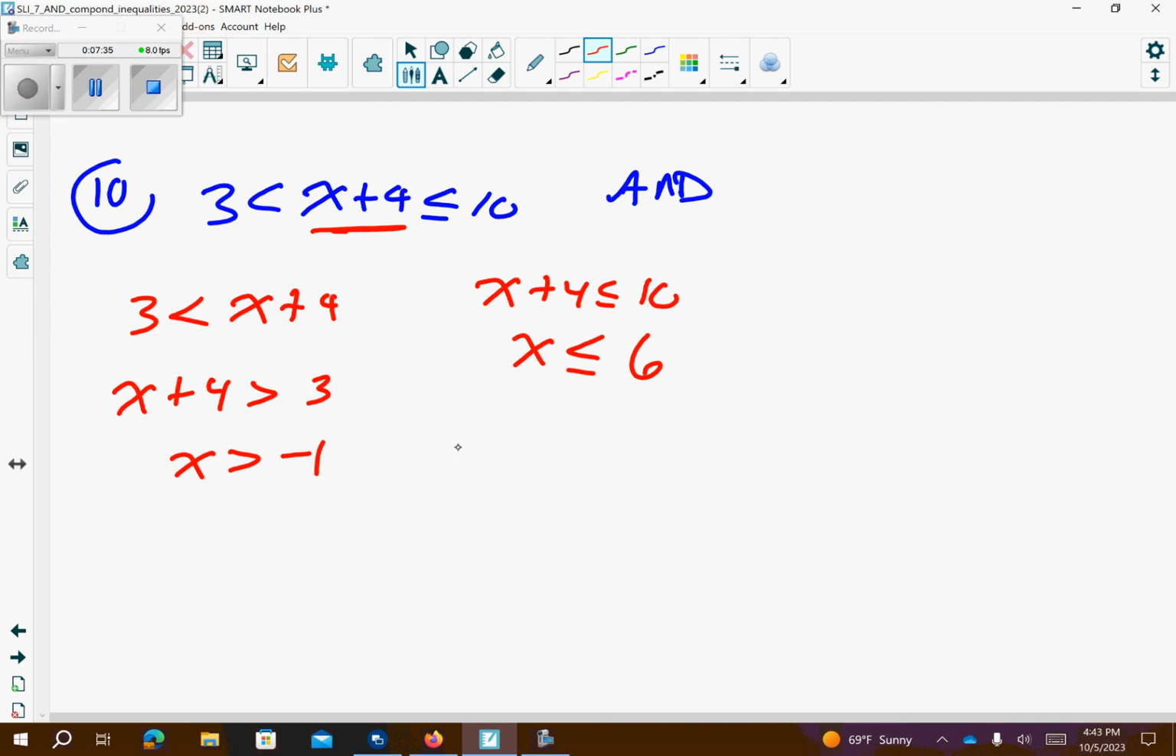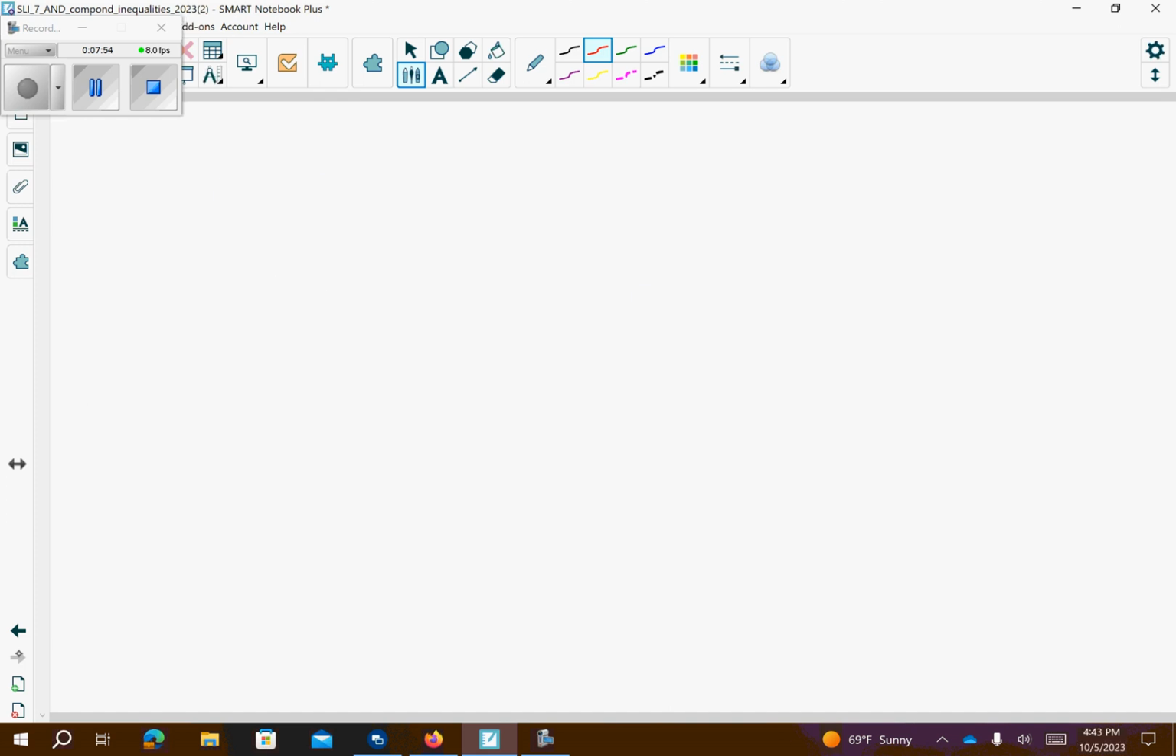And then write the solution in interval notation. So let's put it on a number line first. I have a -1 here, I have a 6 here. This is a solid dot, this is an open dot. We're shading in between the two. My interval notation will be parenthesis -1 to 6 square bracket. Number 11.